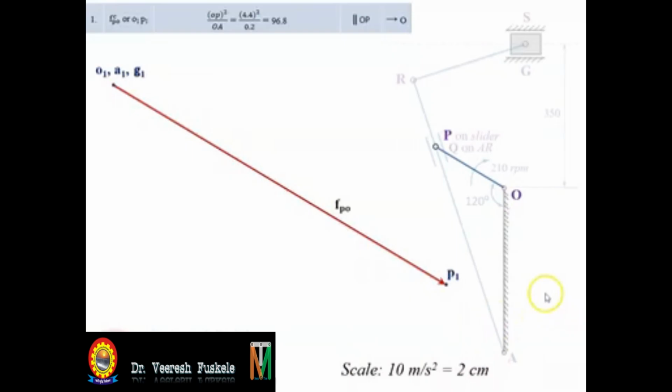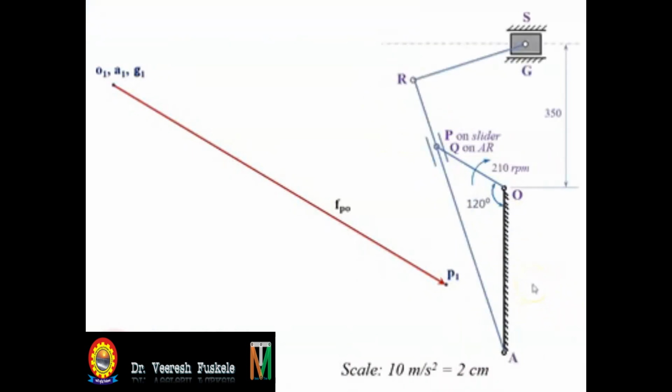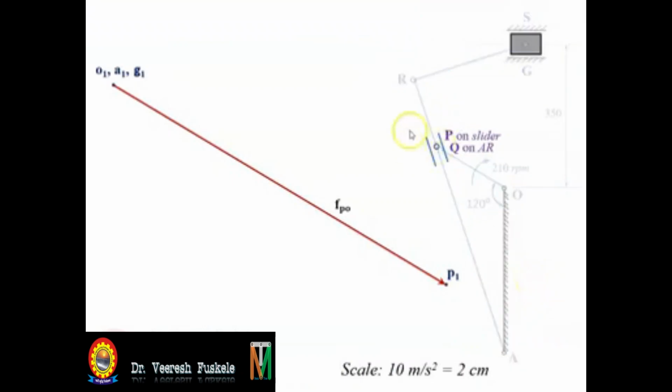Next, we have to draw the acceleration of Q relative to P. The slider will be having rotary motion as well as the sliding motion. So it will have the Coriolis component, also the sliding component. So we will draw the Coriolis component first. We have calculated the Coriolis component as 35.5 and it will be perpendicular to the link. So we will draw a vector which will be perpendicular to the link AQ.